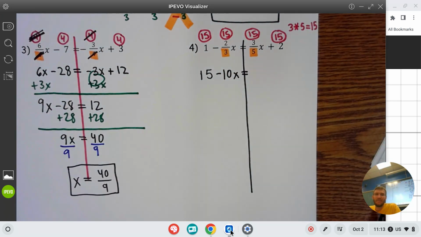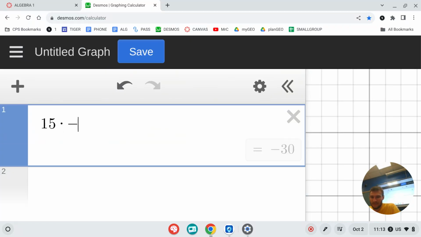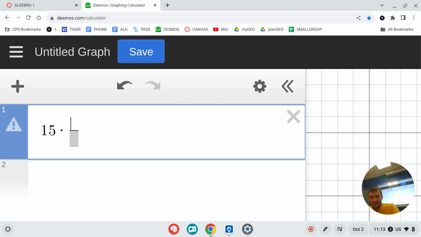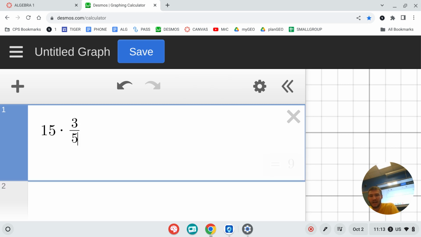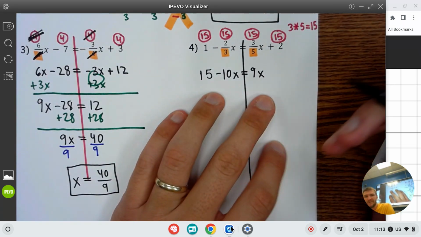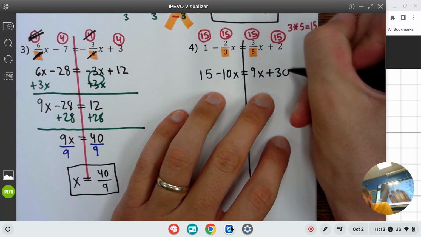Somebody in class help me out. What would the next term be? We're going to type 15 times divide. Top number is 3, bottom number is 5. Anybody got it? 9. Nice job. 15 times 3 over 5 is 9. And so we're going to have 9x. And what's 15 times 2? 30. You guys got that.